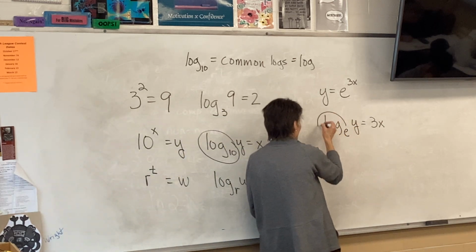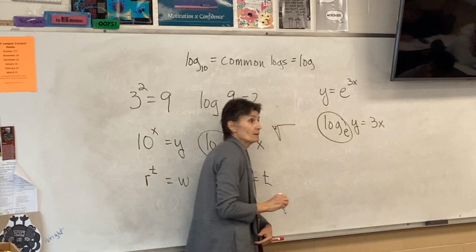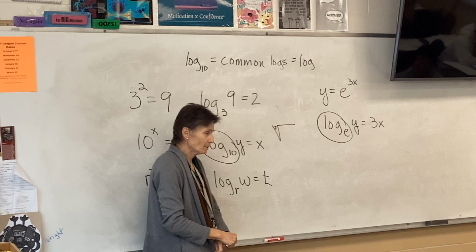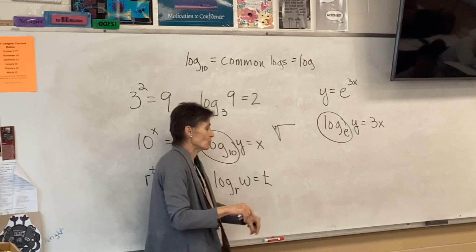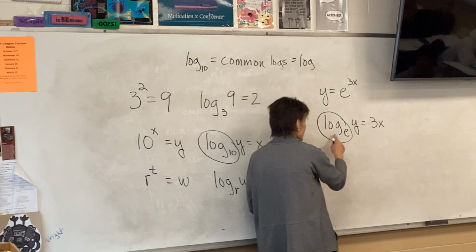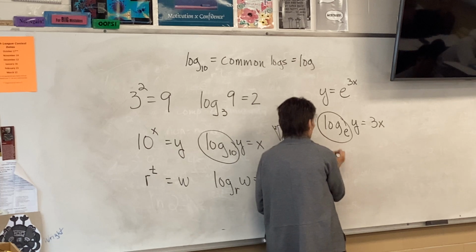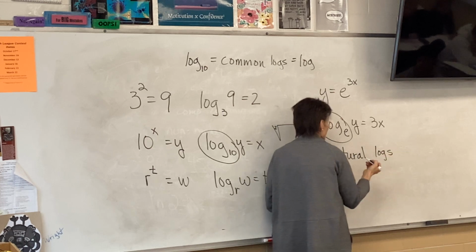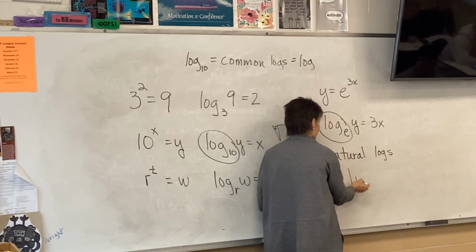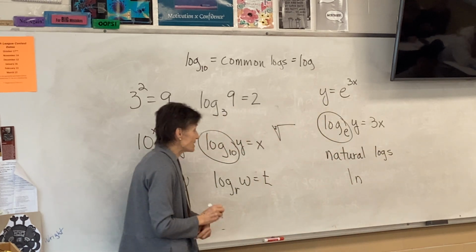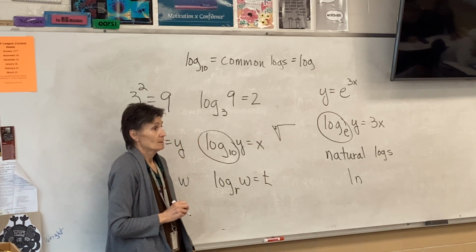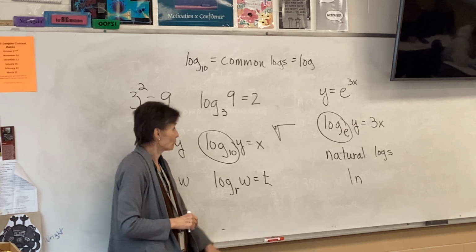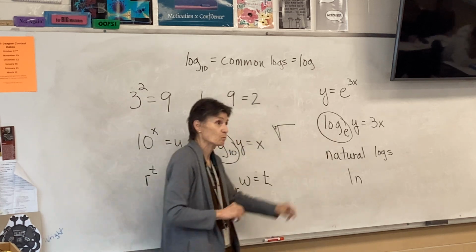Similarly, this guy right here, Euler's constant, the letter E, is extremely valuable and useful. It shows up all over the place. So these logarithms are special. They are called natural logarithms. And you know what their symbol is? ln. Yep, ln. Means log base E. So every time you see an ln, you can leave it ln or you can rewrite it as log base E because that's what it is.